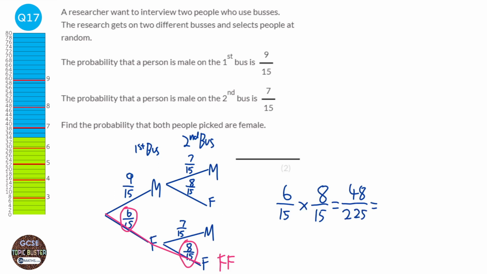Now you can actually cancel that down. So what you can do is you can divide top and bottom by 4. Is it 4? No. You can divide top and bottom by 3. And that would be 16 over 75. So either 48 over 225 or 16 over 75.